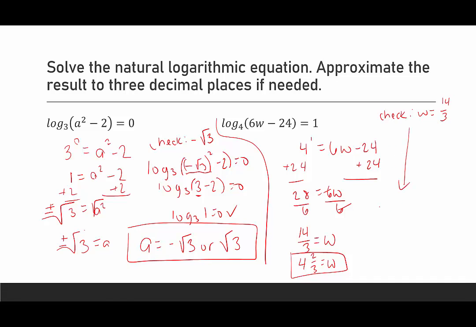Okay, I'm going to check down here because there's more space. This is log base 4 of 6 times 14 over 3 minus 24. Does that equal 1? This would be 28 minus 24. So we would have log base 4 of a positive argument, and we're good to go. And log base 4 of 4 does in fact equal 1. So that's a good thing I was sure, because that was the answer.